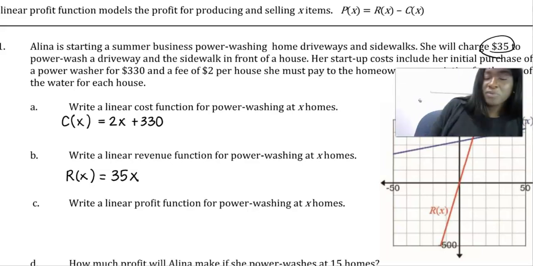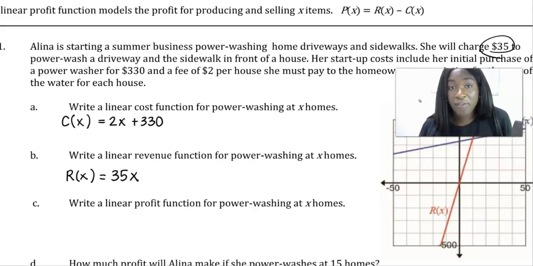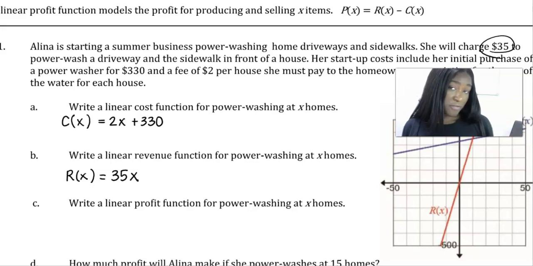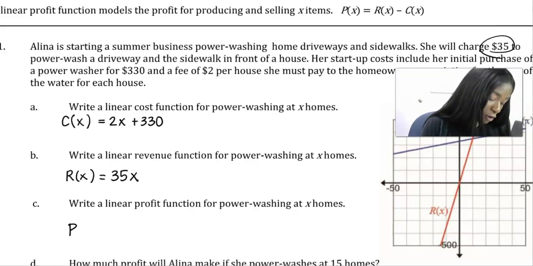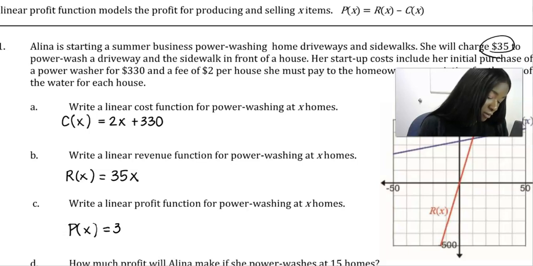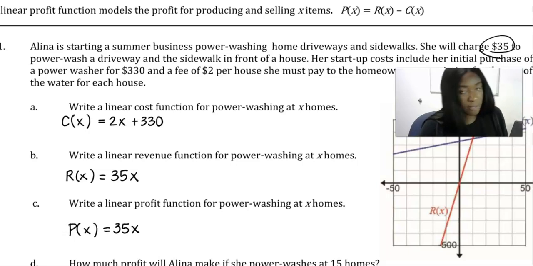Now we come to where we're being asked about her profit function. The 35x is what she brings in. The 2x plus 330 is what has gone out. So how much does she profit overall? Well, we take what she brought in, the 35x, and we have to be very careful here.